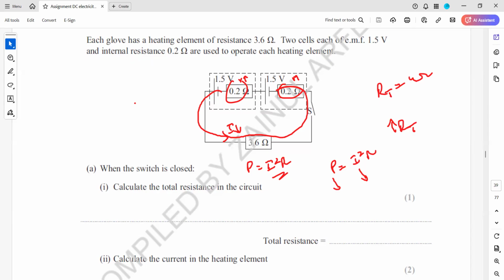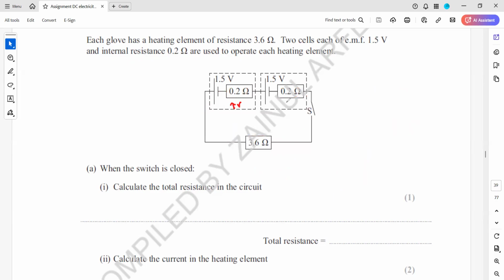There is also another way if you want to write it in terms of potential or voltage. Here the internal resistance is increasing, so more voltage will drop internally. If more voltage drops internally, there will be less voltage externally. And since we know the resistance is constant, we can use the formula P equals V squared over R. Because the voltage is decreasing, the power will also decrease. So there are two ways to answer this question. One is you relate the current, resistance and power. The second is you relate the voltage, resistance and power.